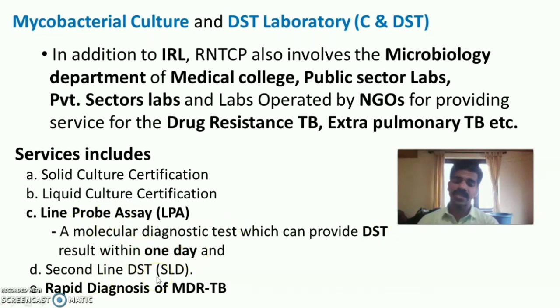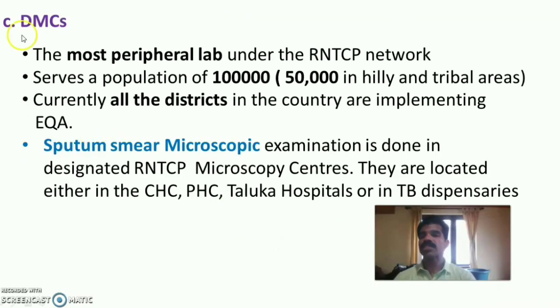Then second line DST, that is the SLD test. Then rapid diagnostic tests for multi-drug resistance TB cases. The last one is DMC, that is designated microscopy centers. It is the most peripheral lab under the RNTCP network, which serves a population of 1 lakh in plain areas. So 1 DMC for 1 lakh population. But in hilly, tribal and backward areas, one DMC covers only 50,000 population. Currently, all the districts of our country are implementing the services under DMC and maintaining external quality assurance.